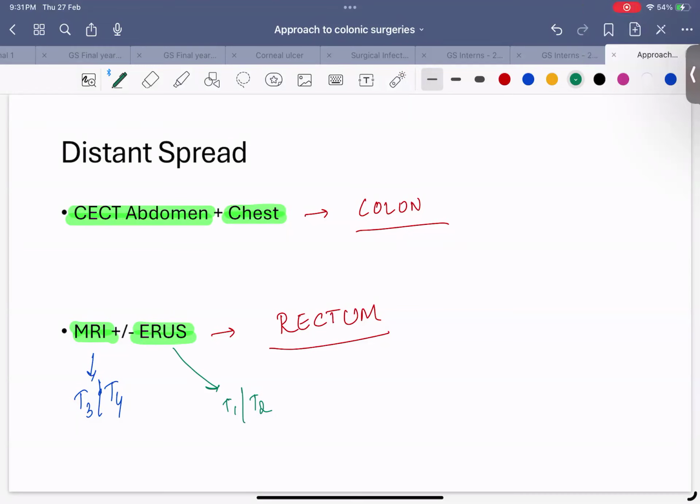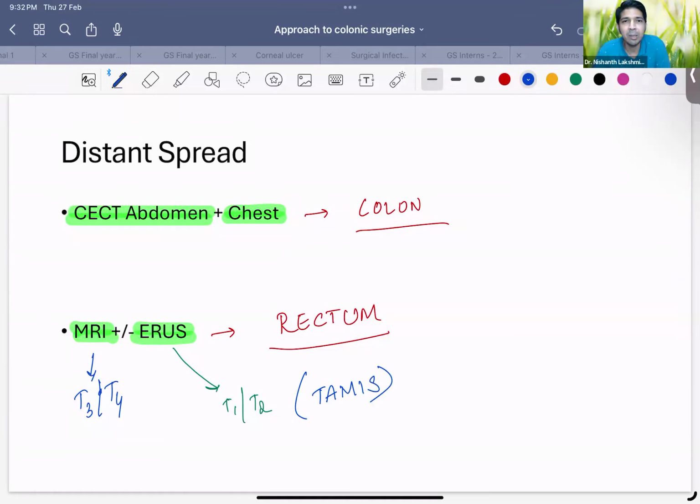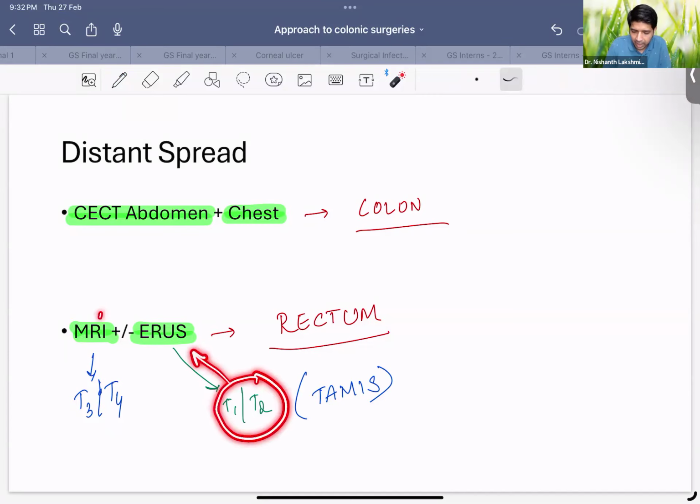Sir, we can try with endoscopic resection, mucosal resection. Transanal resection also we can try. That is only endoscopic resection, but what is it called? The terminology. Transanal minimally invasive surgery. TAMIS. Okay. Yes. So if you want to look for T1, T2, ERUS is the best. MRI will not give you the answer.